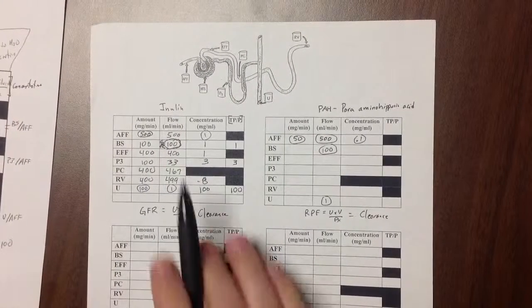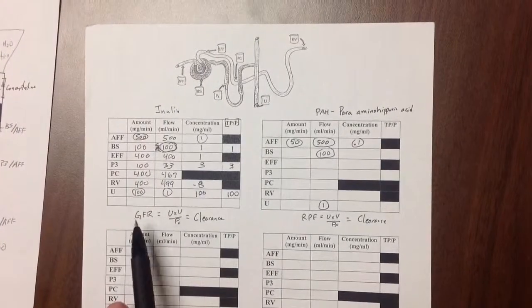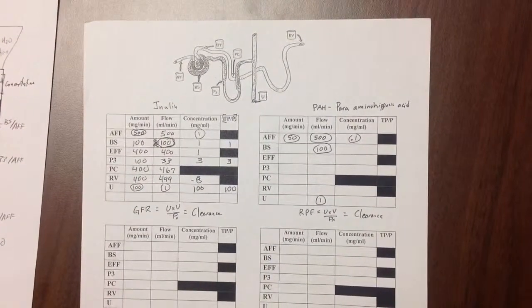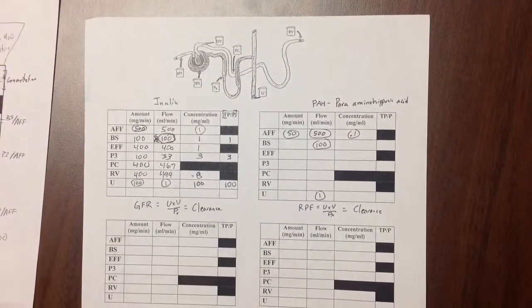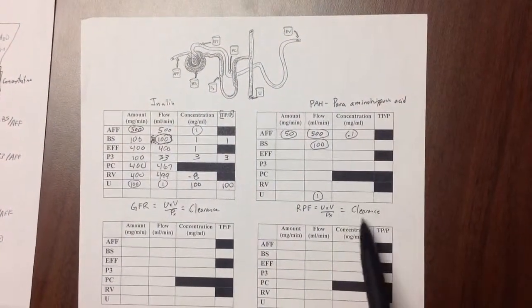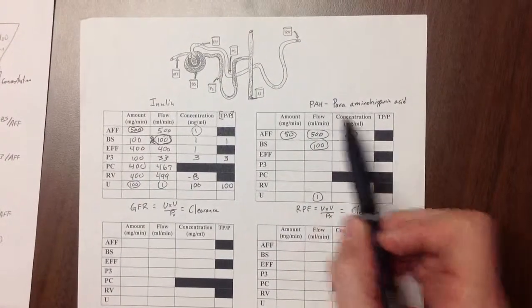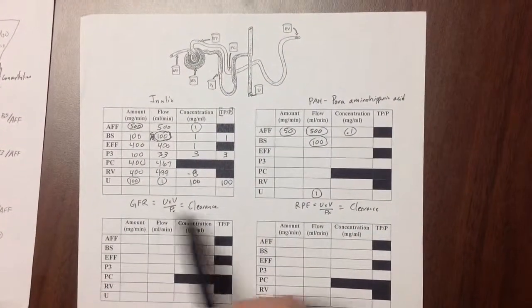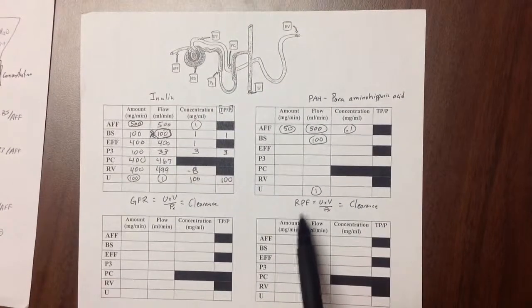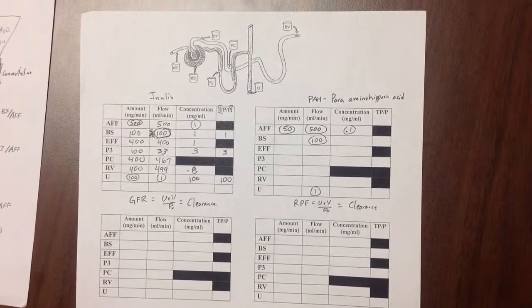So why do we use inulin and its close friend creatinine? Just to get our clearance, because we want our GFR. That's our goal. That's how we get there. Now with PAH, we have a slightly different goal. We're still going to try and calculate the clearance at the end, but clearance for PAH doesn't give us the glomerular filtration rate. It gives us renal plasma flow. So that's the main reason we talk about PAH.